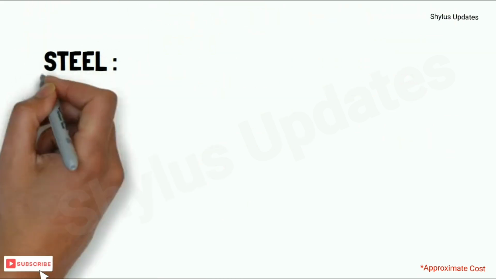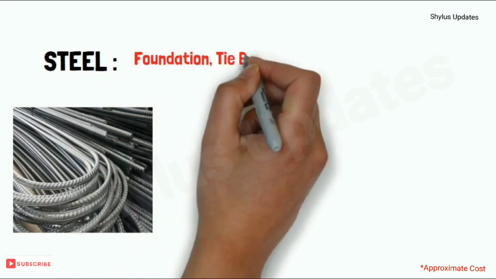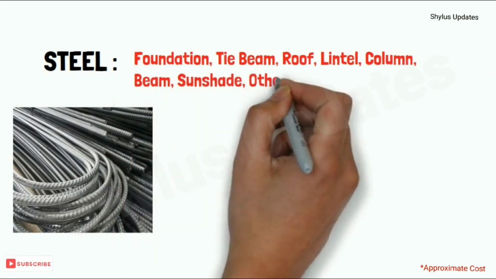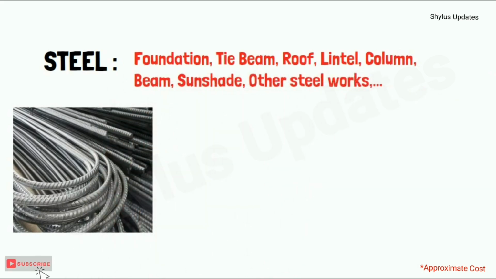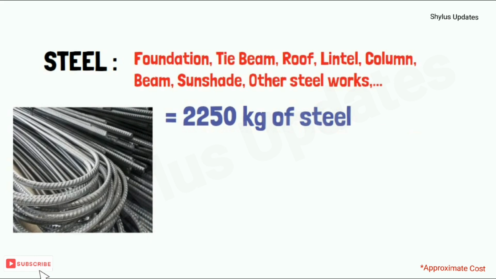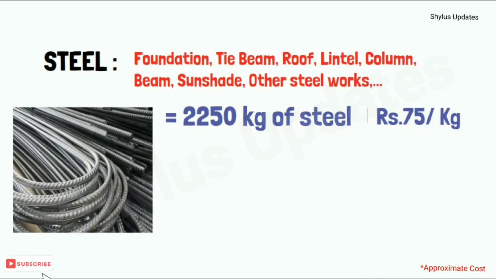Steel. Steels are used in foundation, tie beam, roof, lintel, column, beam, sunshade, other steelworks, etc. For 500 square feet house, 2,250 kg of steel are required. The current market rate of steel is from rupees 72 to 75 per kilogram. Some other brand steel is available from rupees 68 to 70 also. Check the steel current market rate in your nearby area.